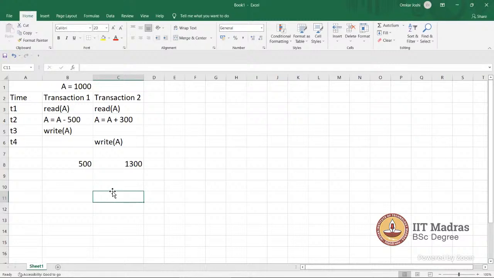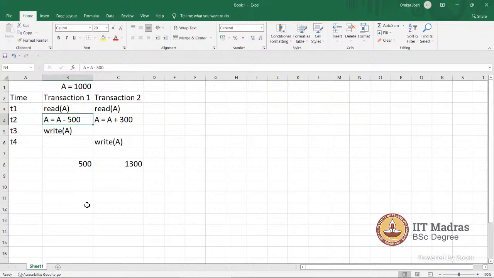Yes, sir. In a common sense, if you are doing it with respect to the same bank account, neither of these values is correct, right? Ideally, what happened? You do either minus 500, then plus 300, or first plus 300, then minus 500. So ultimately, the final answer should be 800, right?